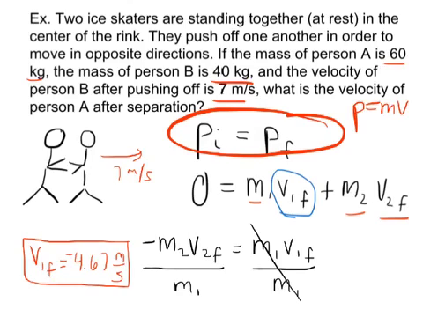Can you just plug in the numbers and then you get 280 equals negative 60 V1F? Then you subtract the 280 and divide by the negative 60. You get the same answer. Correct. You're going to get the same thing.